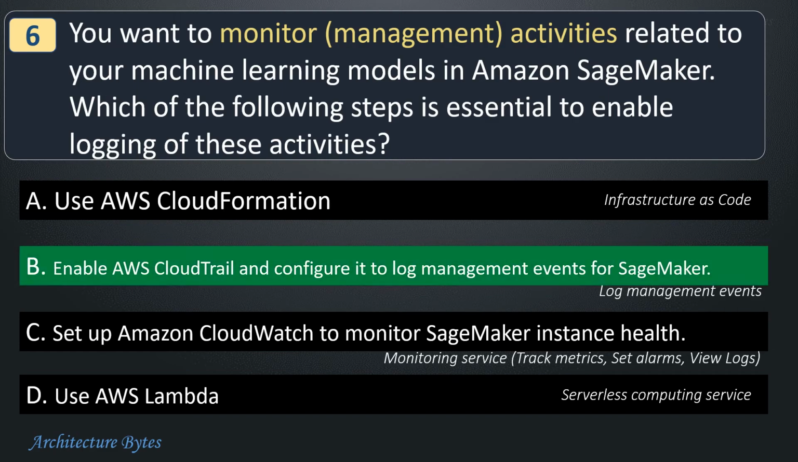Option B is the right answer here. You can enable AWS CloudTrail and configure it to log management events for SageMaker. CloudFormation is incorrect here because that's an infrastructure as code service. CloudWatch can monitor instance performance. It does not provide logging capabilities for management events that CloudTrail does. And AWS Lambda is a serverless computing service.